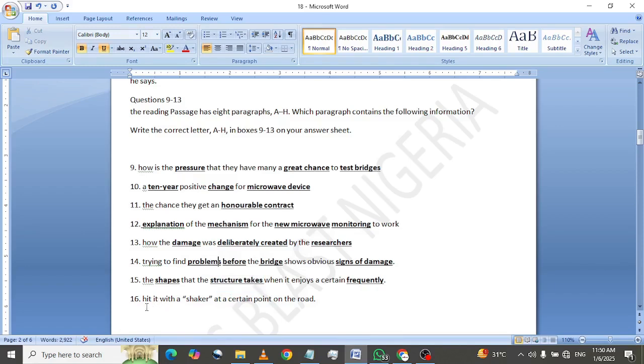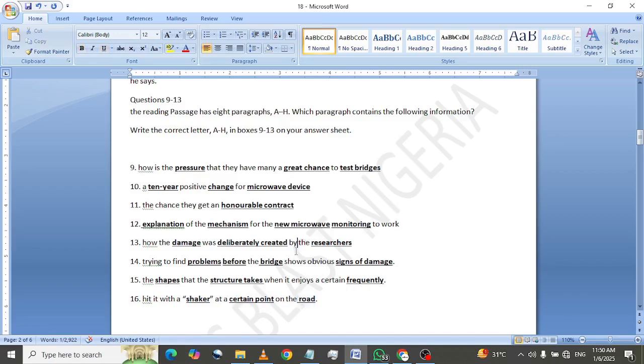Then the last one says hit it with a shaker. Our keyword here is what? Shaker. At a certain point on the road. So it has to be what? At a particular point, at a certain what? Point. I underline certain point. It must be performed on the road. I underline that and bold it.